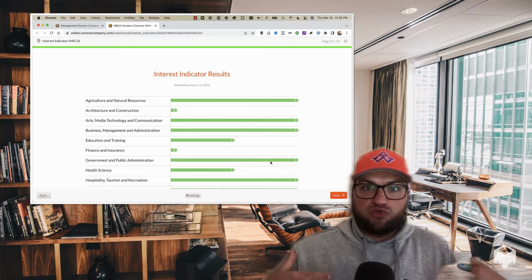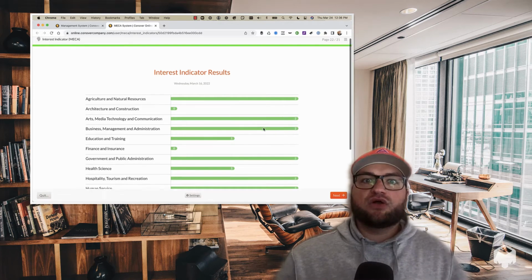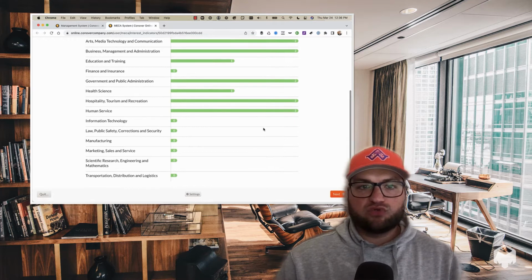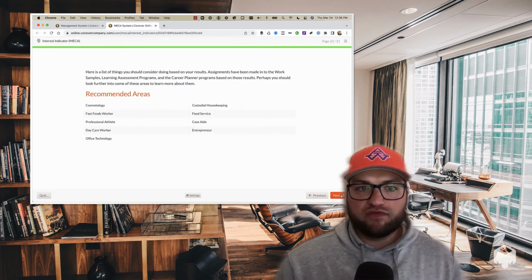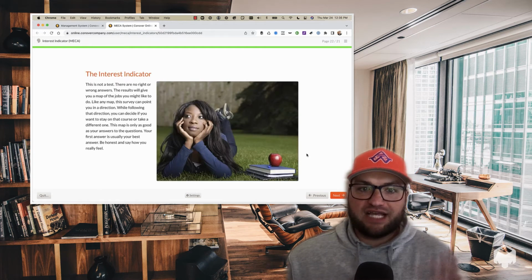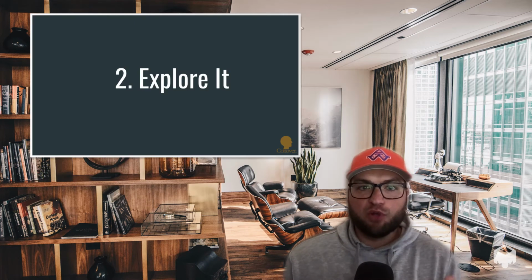Because then after you do that initial screening, you can get to know that student. You can get to know that person and say, hey, it shows that you were interested in hospitality, tourism, and recreation, or human service, or anything like that. And then recommend career areas, because that goes into step number 2, explore it.